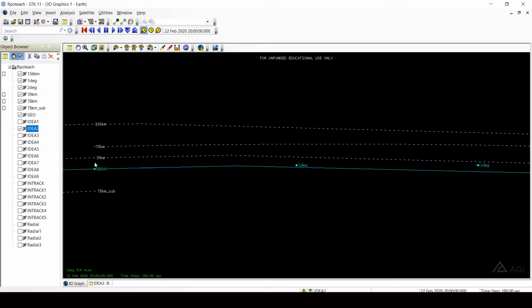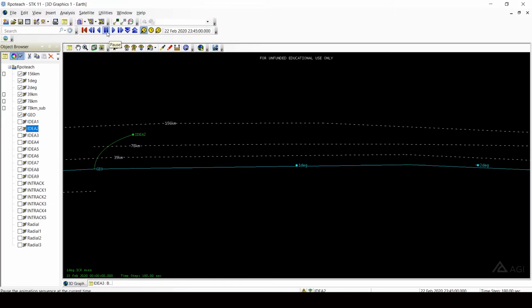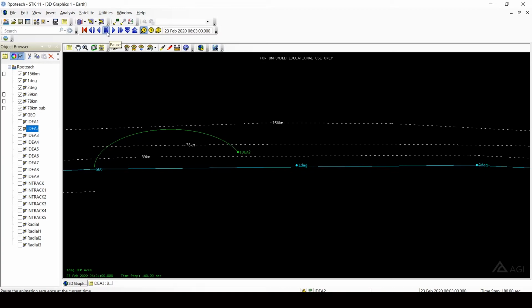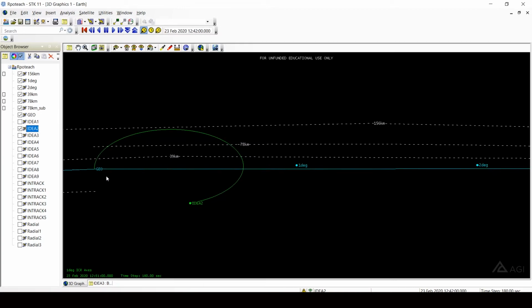Next is the pure radial burn, 10 meters per second. What is that going to look like? Sure enough, it's going to be an NMC. I haven't changed my semi-major axis.